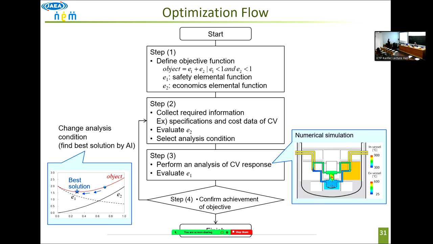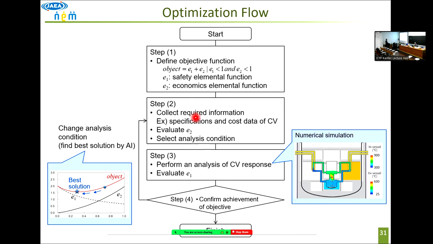And let me describe the optimization flow. First, we define the objective function. Usually, this objective function consists of safety issues and economic issues. This is the safety side: if we apply additional countermeasures or robust systems, risk becomes lower. On the other hand, cost increases rapidly. And taking both into account, we will find the best solution.